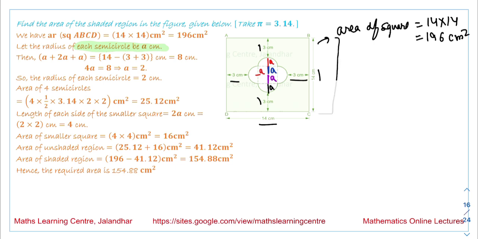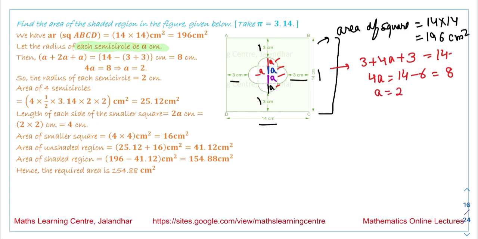So the sum of all these lengths is 3 plus 1, 2, 3, 4 times a plus 3, that is equal to 14. So we got 4a is equal to 14 minus 6, and this comes out to be 8. So the value of a is equal to 2. So the radius of all these semicircles is a, that is 2.